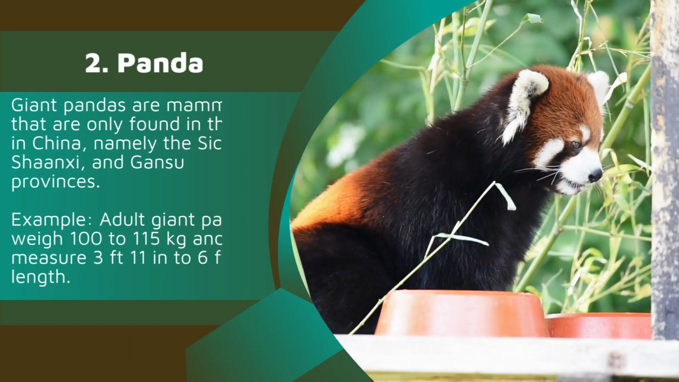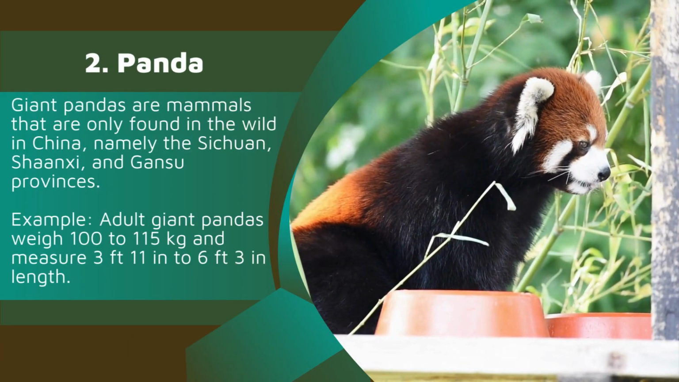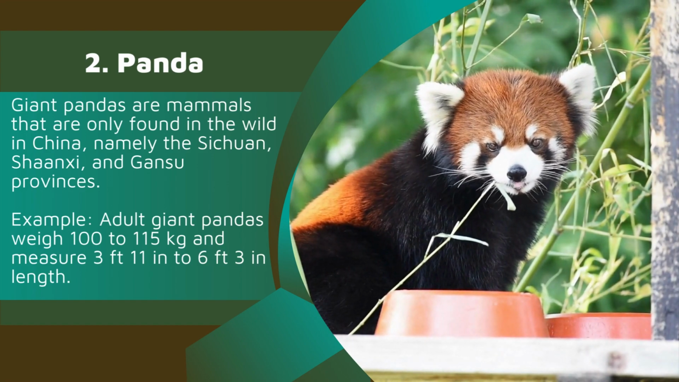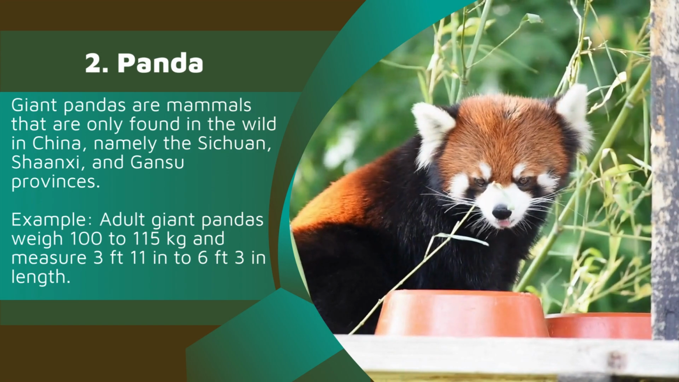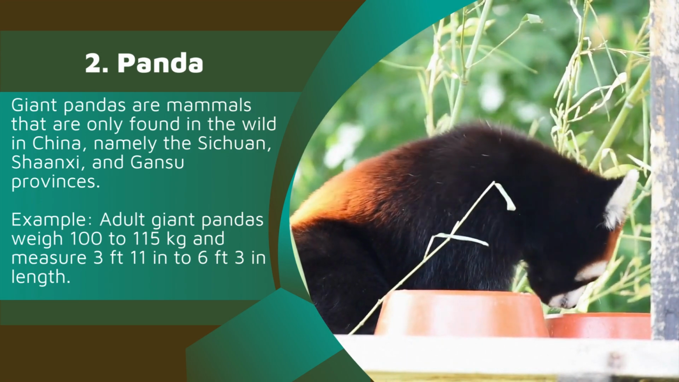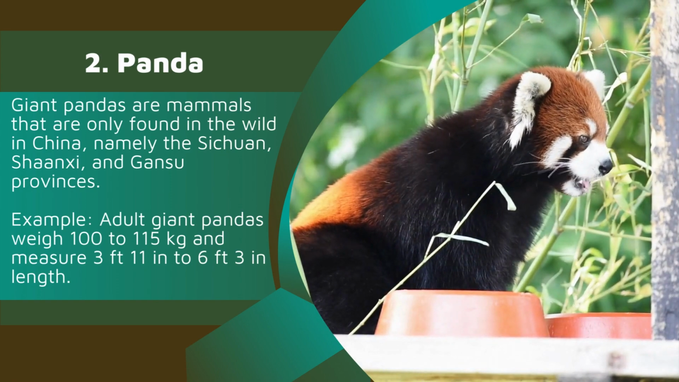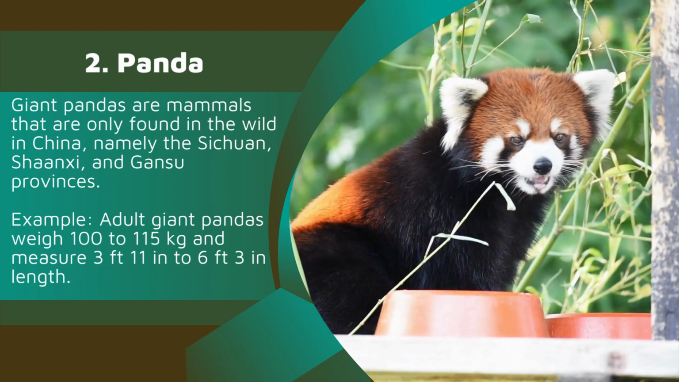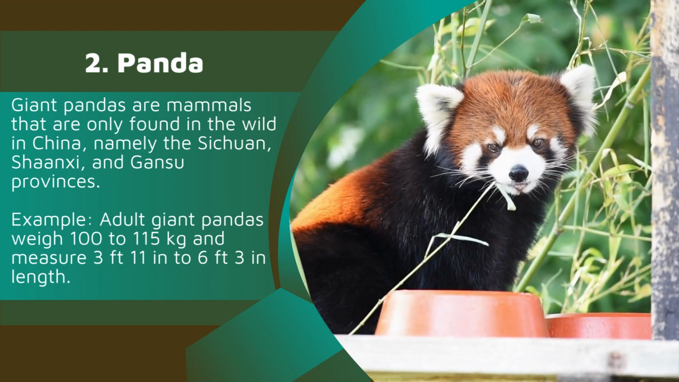2. Panda. Giant pandas are mammals that are only found in the wild in China, namely the Sichuan, Shaanxi, and Gansu provinces. Example, adult giant pandas weigh 100 to 115 kilograms and measure 3 feet 11 to 6 feet 3 in length.